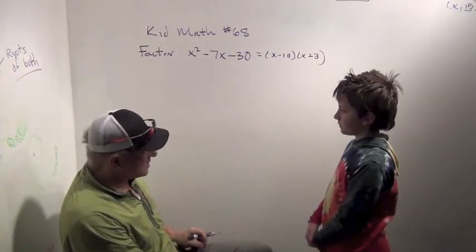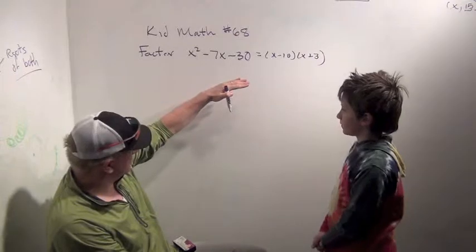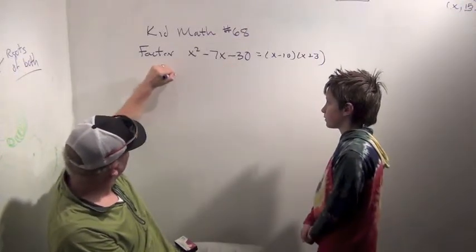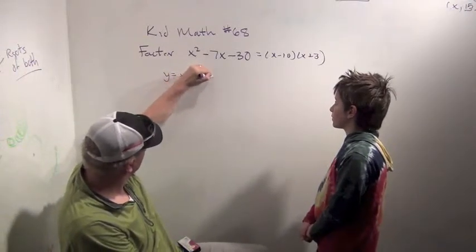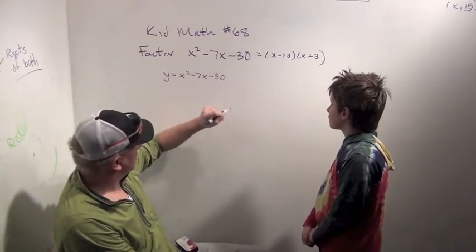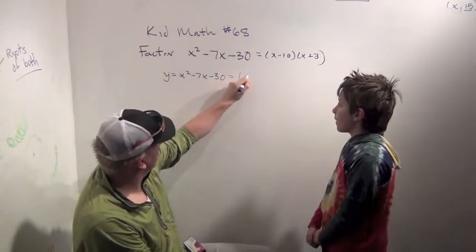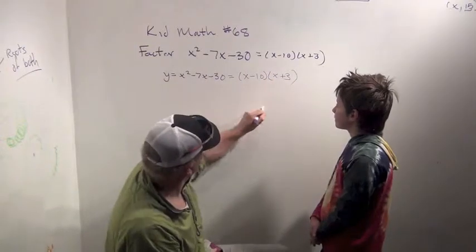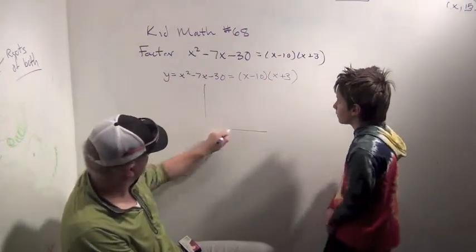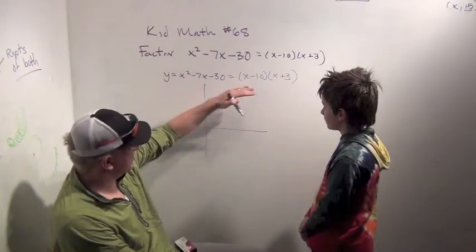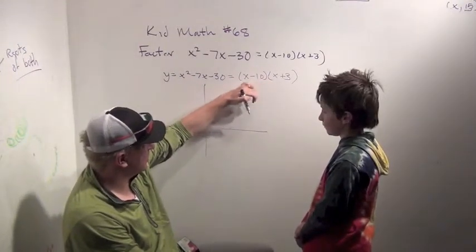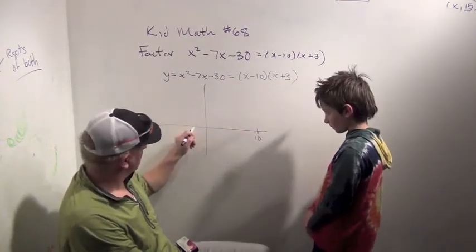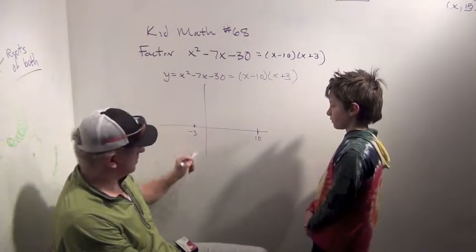One nice thing about these factorizations is they help you graph this. If you needed to graph y equals x squared minus 7x minus 30, well, this is the same thing as y equals x minus 10 times x plus 3. And you can see very quickly that the numbers that make this 0 are x equals 10, let's say that's right there, and x equals minus 3, which maybe is right here.